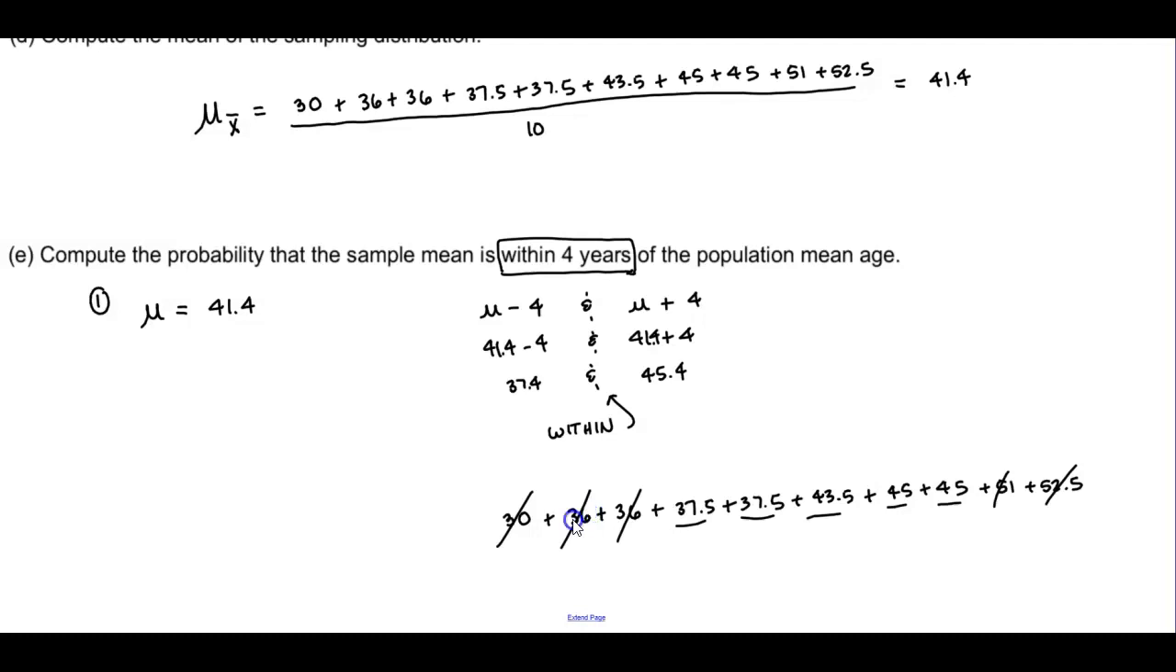So what we determined here is that the values that we found that are within that range are the following: 37.5, 43.5, and 45. Okay, so now what we want to do is go back up and find the probabilities for those. So what are the probabilities that we found there?